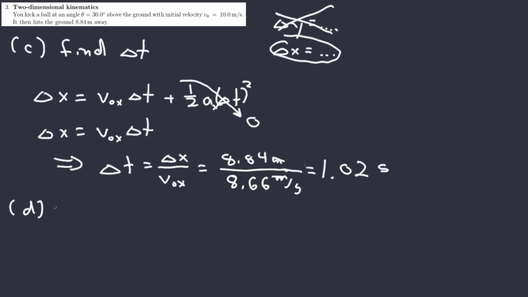So part D gives us a lot of information. It says that just before hitting the ground, the velocity in the y direction, vfy, is 5 meters per second downward. So I'm going to write minus 5.00 meters per second, because we're working in a coordinate system where up is positive and down is negative. So it asked us to find v final, the magnitude of the ball's final velocity just as it hits the ground.